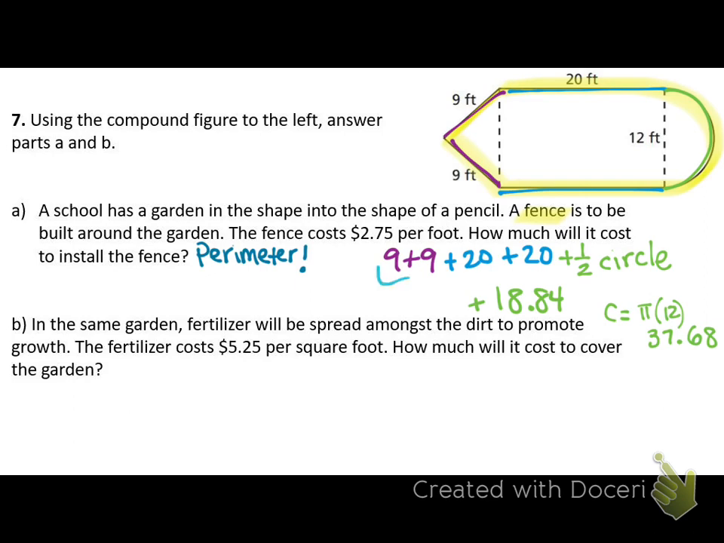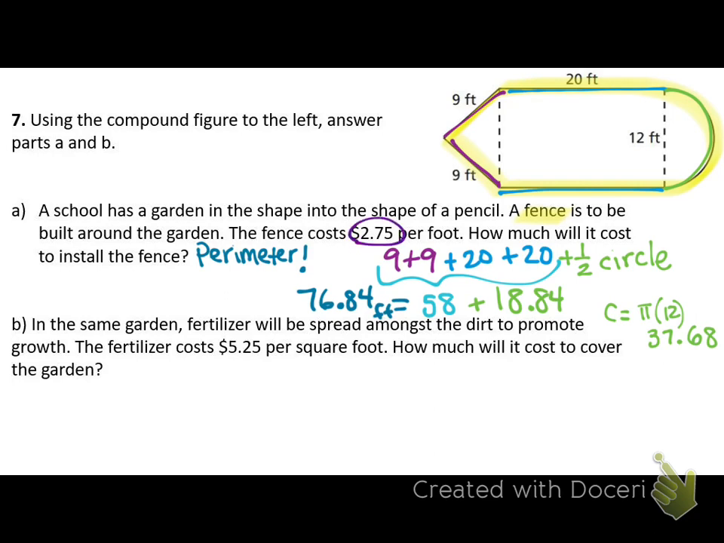We're going to add in our other sides, 9 plus 9 plus 20 plus 20. I got 58. So the perimeter is 76.84, and I believe it's feet. However, we have not finished the question. It says the fence costs $2.75 per foot. How much will it cost to install the fence?